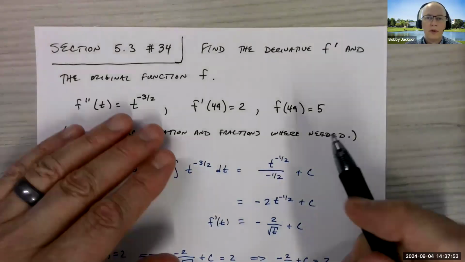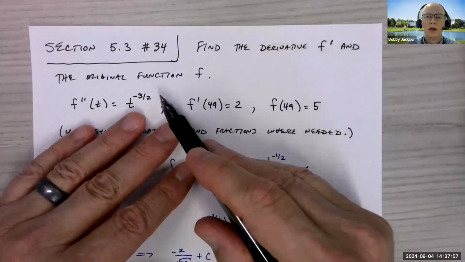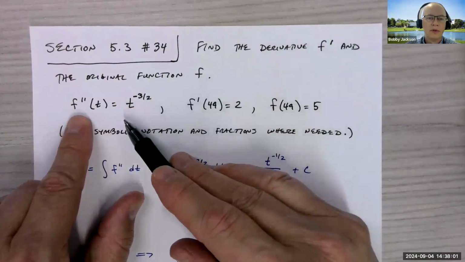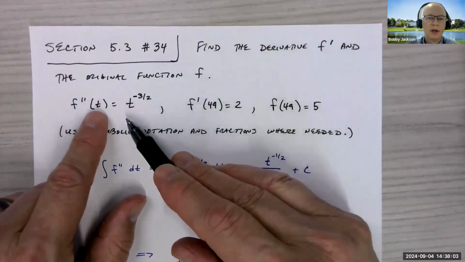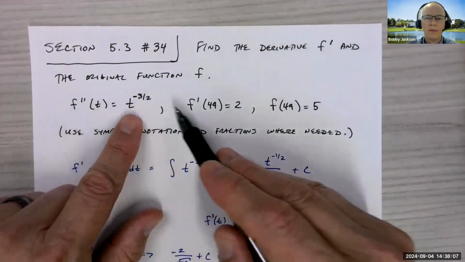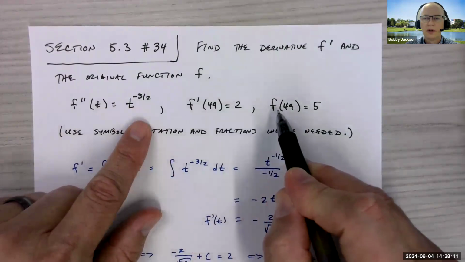So let's look at number 34 in section 5.3. We're going to find the derivative f prime and the original function f. So we're told what the second derivative of the function is. Notice our independent variable is t. So it's t to the negative 3/2 power. And we're given initial conditions on our derivative and the original function.